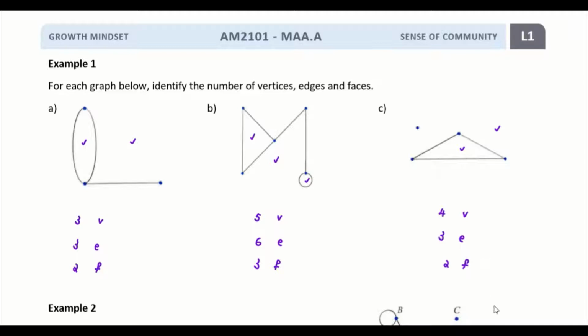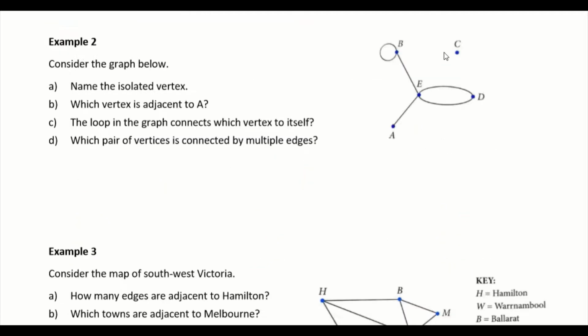Okay, so let's move on to example 2. Consider the graph below. A, the question wants us to name the isolated vertex. In this case, you can see the isolated vertex is here. So A, C. Okay, so B, which vertex is adjacent to A?